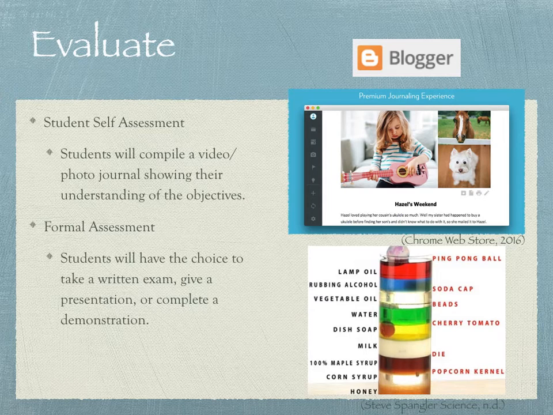Finally, in the evaluate phase of the lesson, students will participate in a self-assessment and formal assessment. The self-assessment consists of the student compiling a video photo journal. The journal should include all the key terms and ideas from the lesson with corresponding video or photo of real-world examples. For the formal assessment, students will have the choice to take a written exam, give a presentation, or complete a demonstration. The presentation would be similar to the video photo journal.